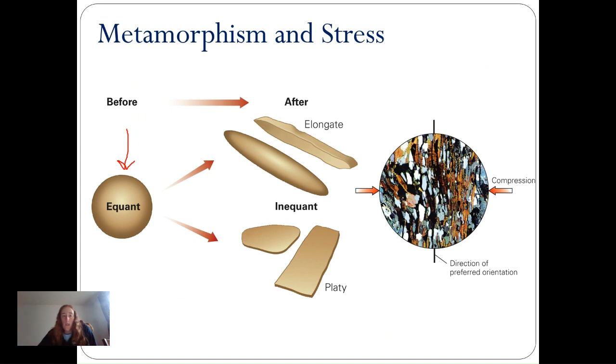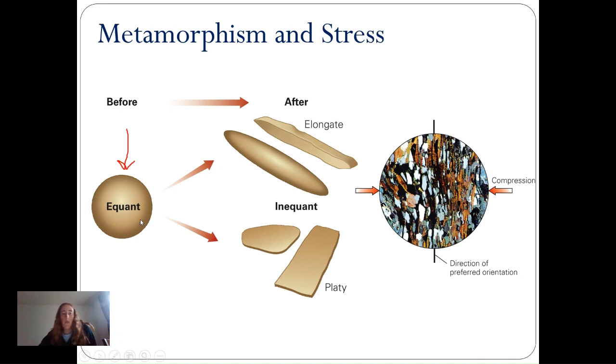So let's talk about metamorphism and stress. There are different types of stressors that can be placed on a rock. And if you put different stress and pressure on a rock, it's going to look totally different depending on the direction of stress or the direction of pressure.